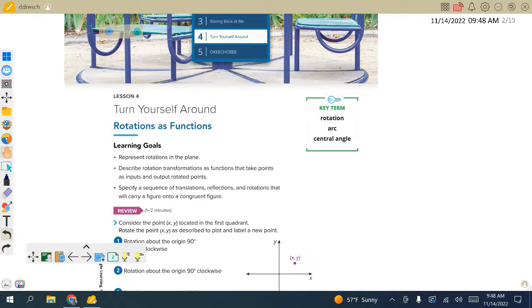All right, one more time. Page 129, everybody. And we're going to talk a little bit more today about transformations. More specifically, we're going to do rotations here. We looked at translations, reflections, and now we'll do a small deep dive into rotations.